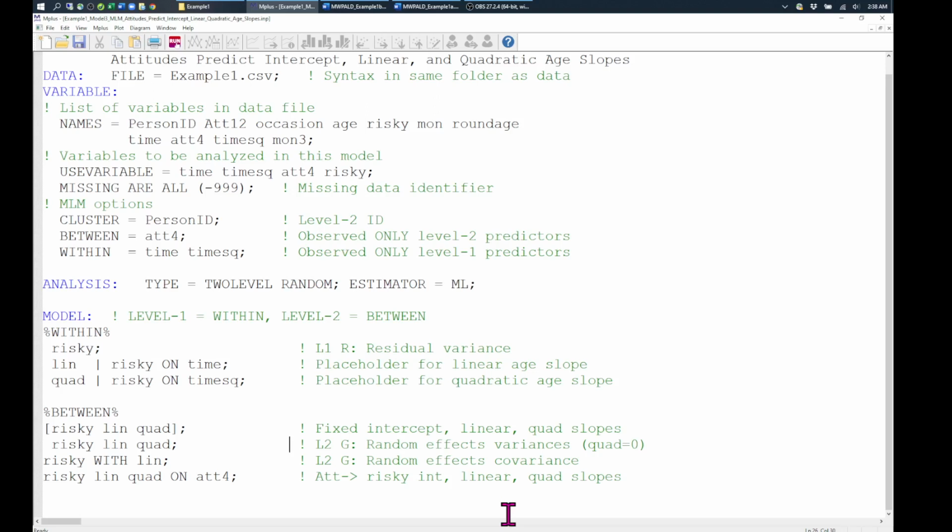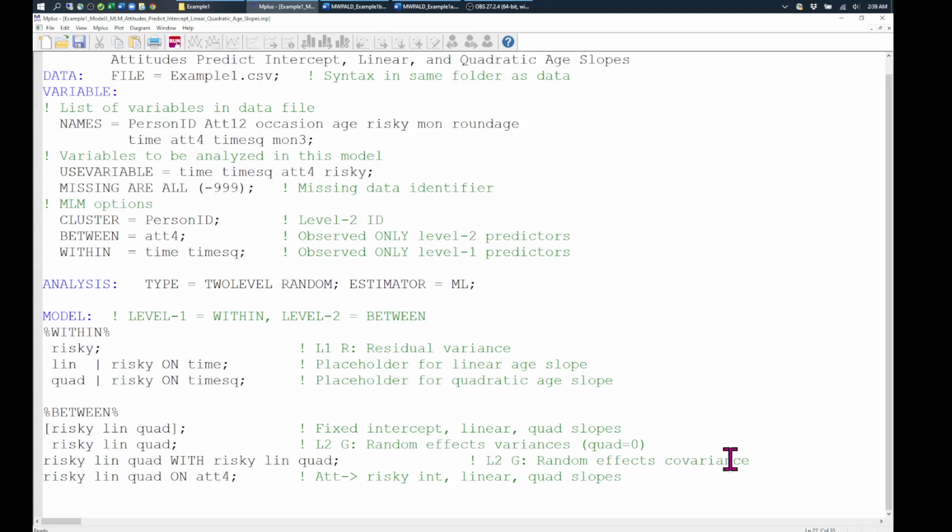If I estimate the random age, quadratic age slope variance, do I need anything else with it? I need the covariances. So it will not put them in unless you ask. Here is an efficient way to ask for all possible covariances among a series of variables: you write them all on both sides of the width, like this. That means all of them.